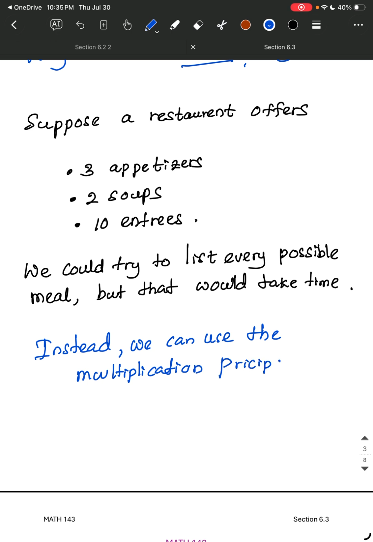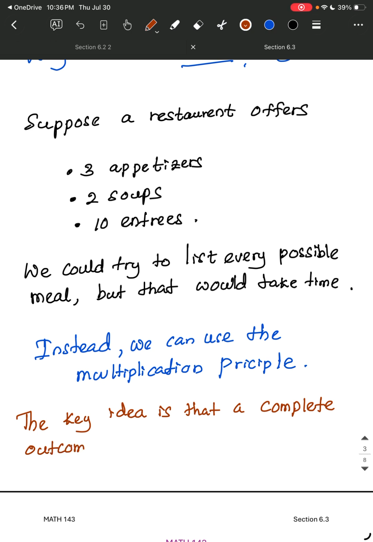The key idea is that a complete outcome is built by making one choice at each stage.